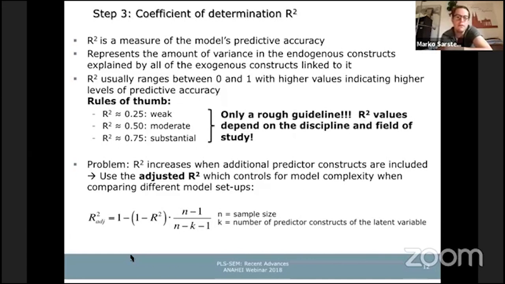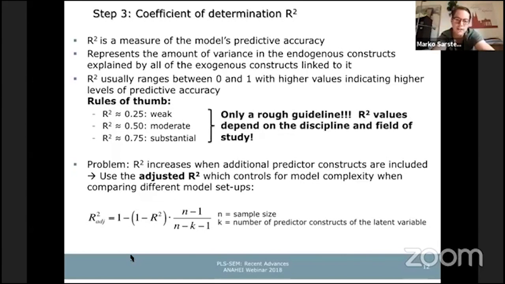We have these rules of thumb in the book, but I would be a bit cautious. I would advise you to just look into prior research and compare your model with that of prior researchers, also in terms of model complexity, because the R-square obviously typically increases with more predictors, practically always. So that's what I would advise you to do.